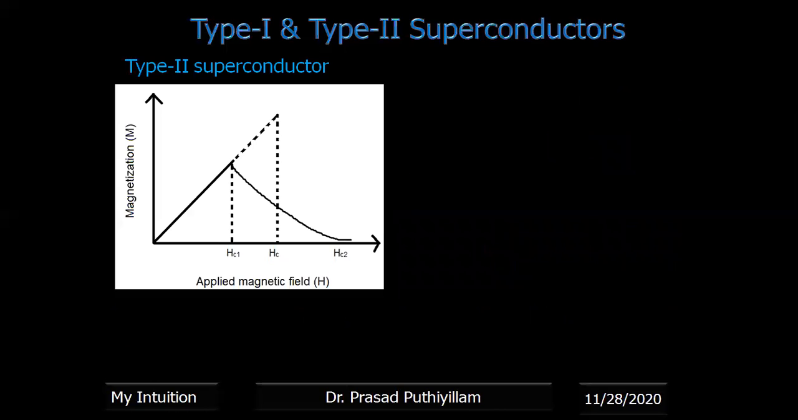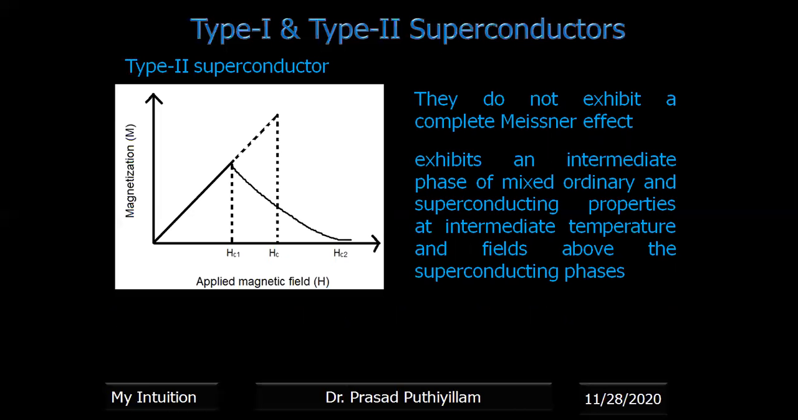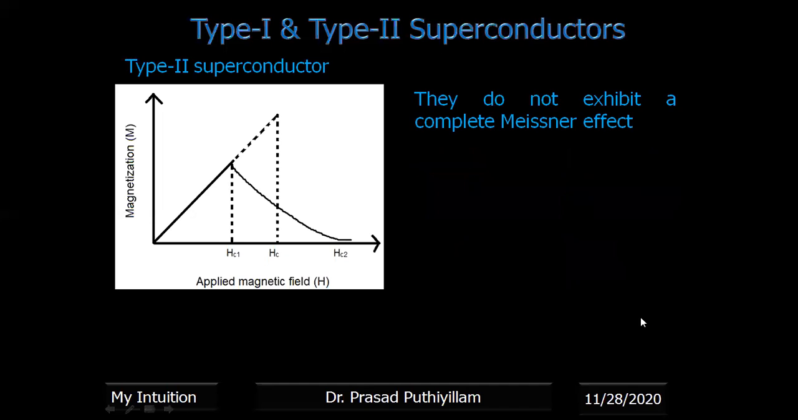Type 2 superconductors, if you plot the graph of magnetization versus applied magnetic field, do not exhibit a complete Meissner effect. They exhibit a mixed state, an intermediate between type 1 and type 2 behaviors, present together inside, because they exhibit an intermediate phase of mixed ordinary and superconducting properties at intermediate temperatures and fields above the superconducting phases.